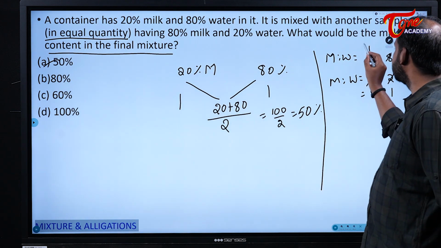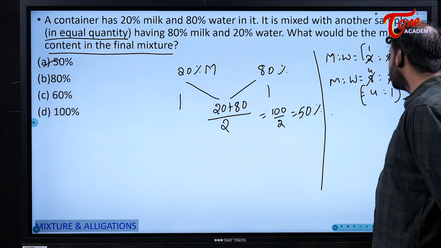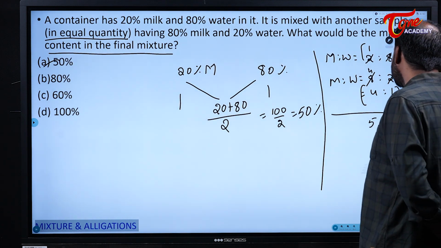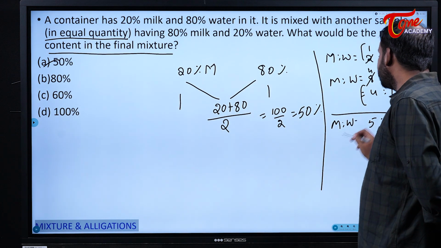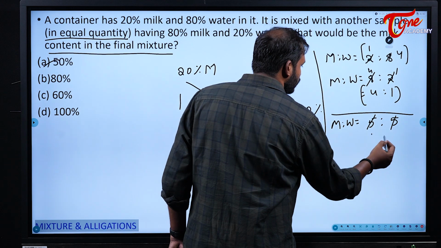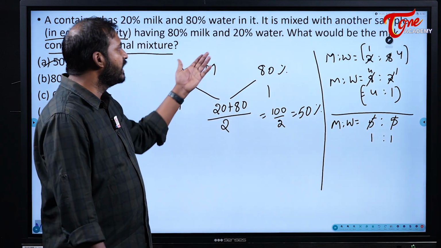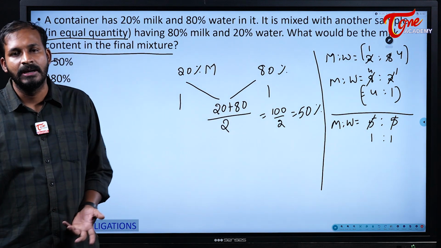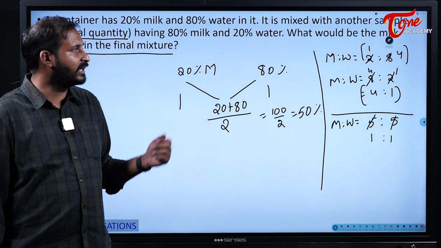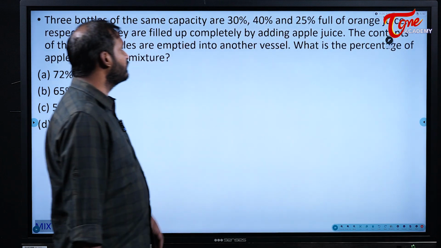Now, equal quantities. Before mixing them, make sure that their total components are equal. Here 1 plus 4 is 5, and here 1 plus 4 is 5. So now you can add them directly: 5:5. So milk and water are in the ratio 5:5, which means 1:1, equal parts, that means 50% milk and 50% water. In the question they asked for the quantity of milk, so as I told you, you can directly write 50% milk. That mixture contains 50% milk. Now see the next question, a similar one.